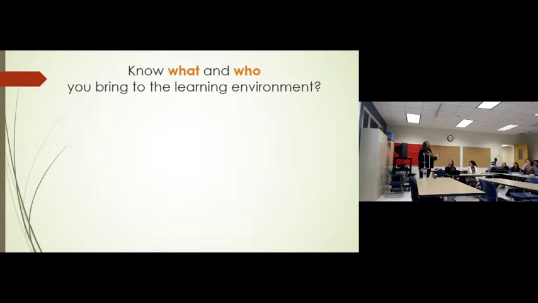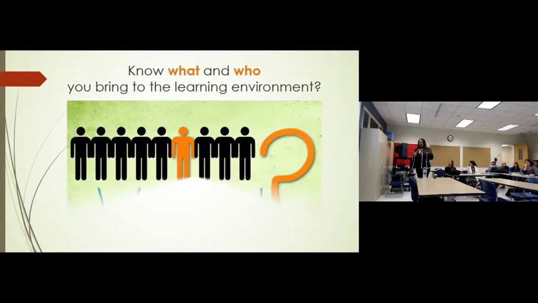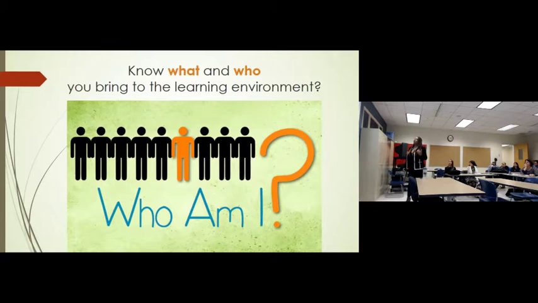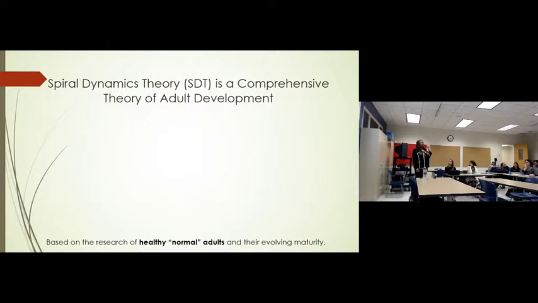In any event, because educators set the tone, it's important to know what and who we bring to the learning environment. And I think that the spiral dynamics theory framework helps us to do that. And what's so valuable about this framework is that the research that undergirds it was based on normal, healthy adults. So it doesn't make provisions for abnormal people, whatever that means, but it doesn't deal with psychological pathology in short.